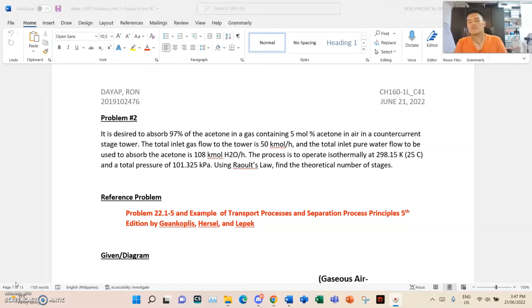It is desired to absorb 97% of the acetone in a gas containing 5% mole of acetone in air in a countercurrent stage tower. The total inlet gas flow to the tower is 50 kilomoles per hour, and the total inlet pure water flow to be used to absorb the acetone is 108 kilomoles of water per hour. The process is to operate isothermally at 25 degrees Celsius and a total pressure of 101.325 kilopascals using Raoult's law. Find the theoretical number of stages.